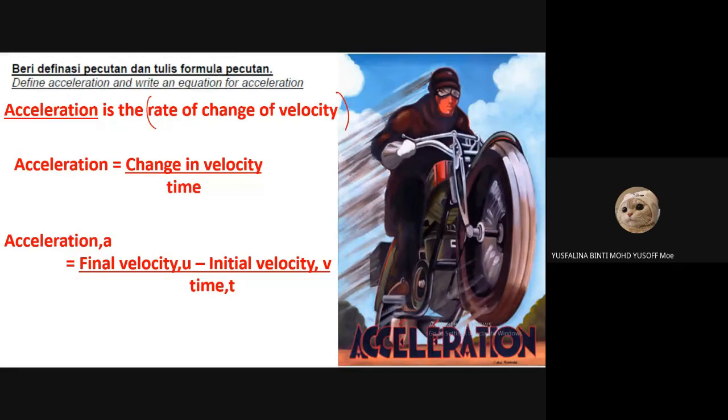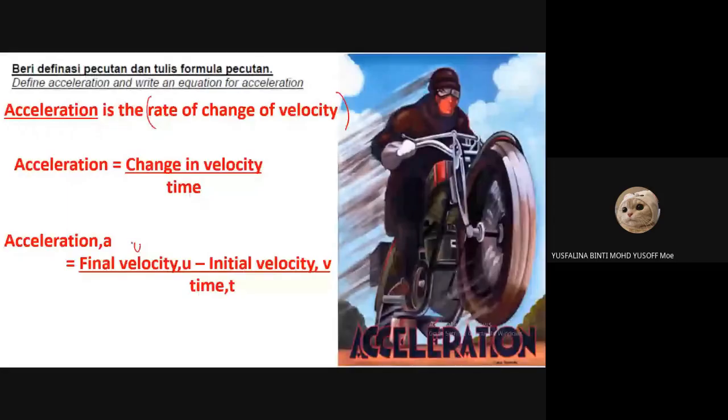So the first one is, acceleration is the rate of change of velocity. What is the formula? The formula is the final velocity minus the initial velocity, divided by time. This one should be V, right? Not U. They put it wrongly here. This is V, and initial velocity is U. Then this is the formula: final velocity minus initial velocity, divided by time.